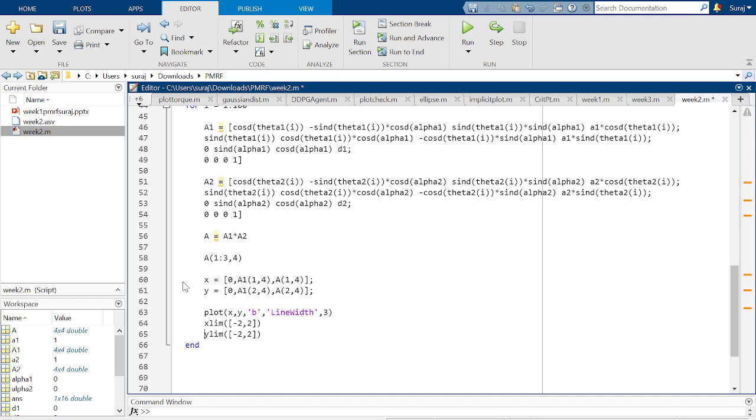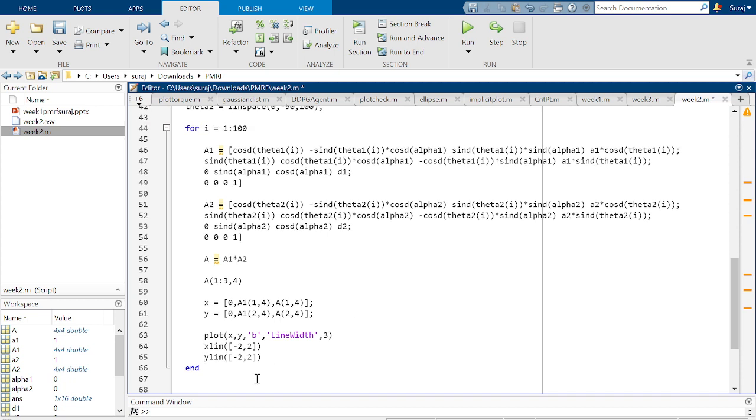Okay, so one way is you compute this completely first, and then you animate, or you can animate while computing. That also you can do. So I plot every time. If I plot every time, let's see what is happening over here. If I run this, did I get an error?